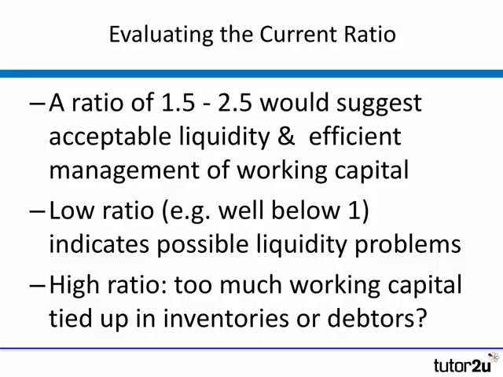By contrast, a low current ratio of below 1 might suggest that the business is struggling to pay its current liabilities. Of course, it's possible to have a very high current ratio and that also to be a problem. So a current ratio of say 5, 6, maybe 10 would suggest that there's far too much capital invested in the business, perhaps tied up in excess stocks, or we've allowed our trade debtors, our customers, to take too much credit.